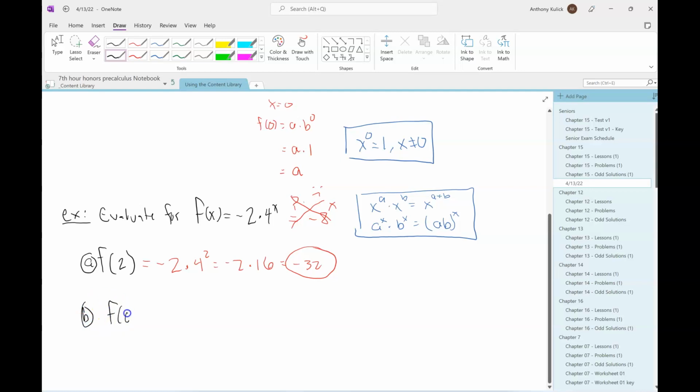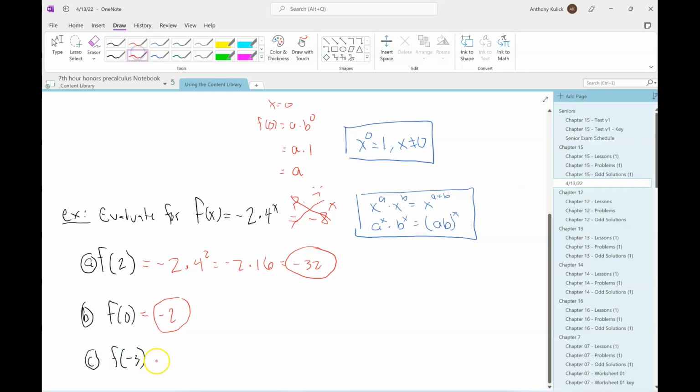Everybody happy there? F of 0, what's that going to be? Quick in your head. -2. Why? Yeah, it's the initial value, right? Just like the explanation we gave above. Everybody's cool with that? If you're not, don't be shy. Just go ahead and speak up.